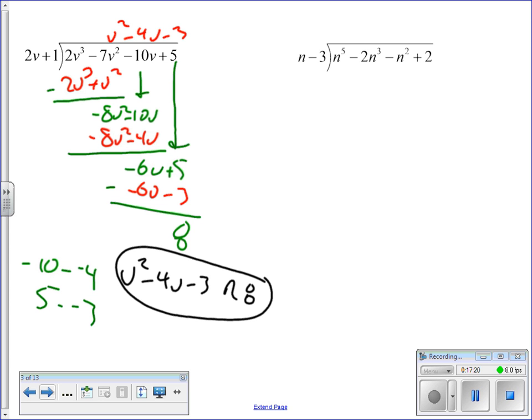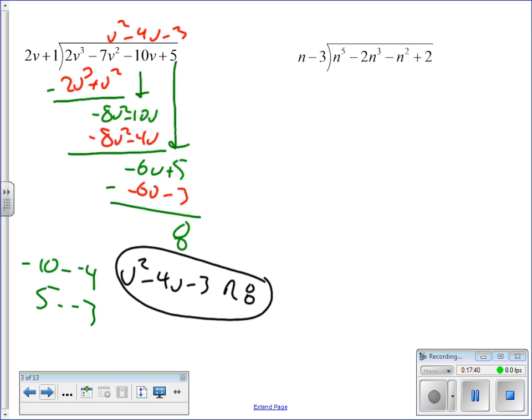Okay, one more together. Same process, first step the same. How many times does n go into, ooh, wait, time out. Got a problem. Got a serious problem going on here.